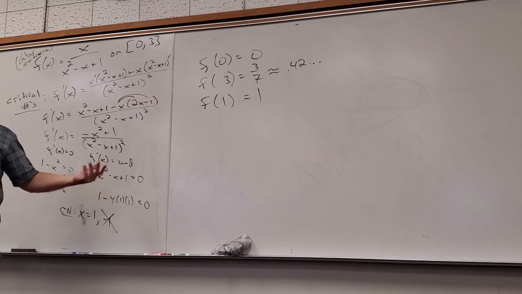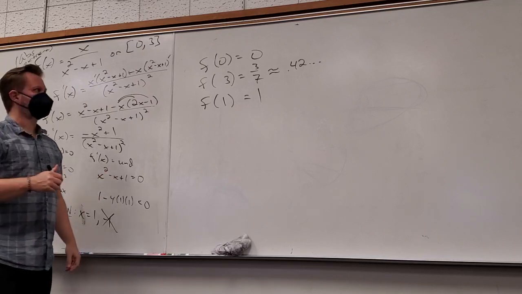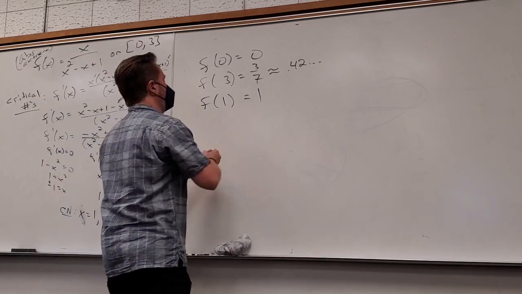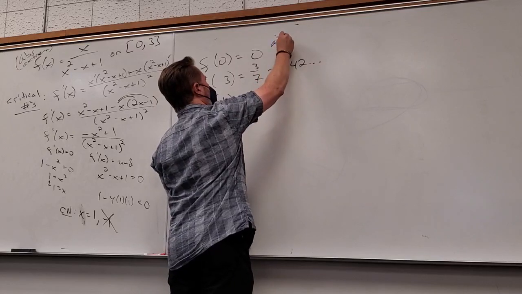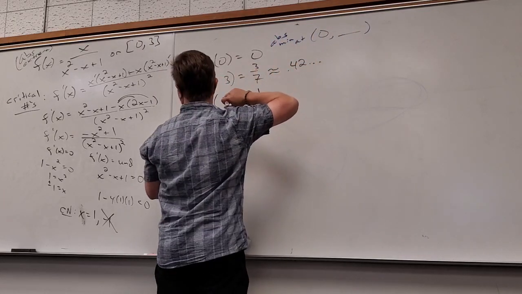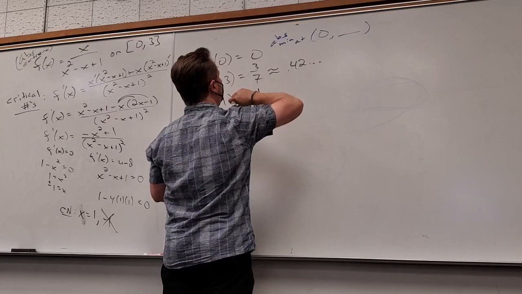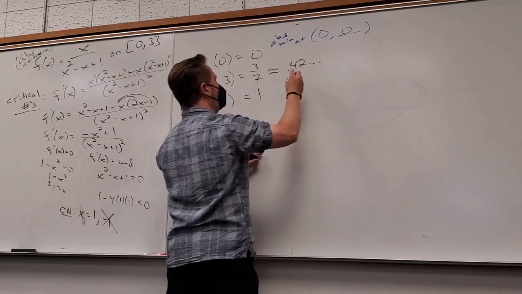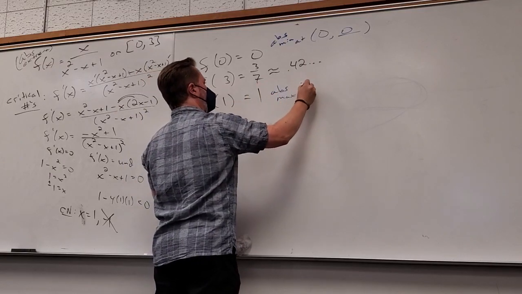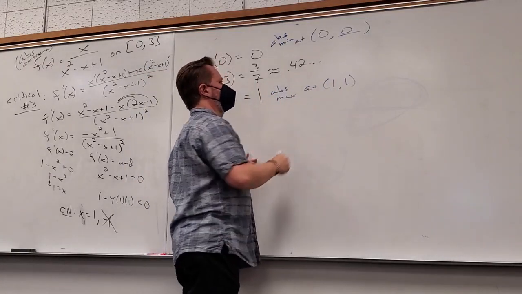All right, so who won? Who won the absolute min prize? 0. Yeah, 0 won the absolute min. So there's an absolute min at (0, 0). We already know. And there's an absolute max at (1, 1).